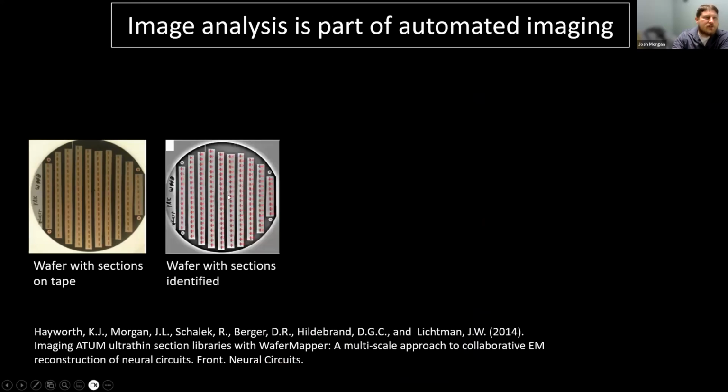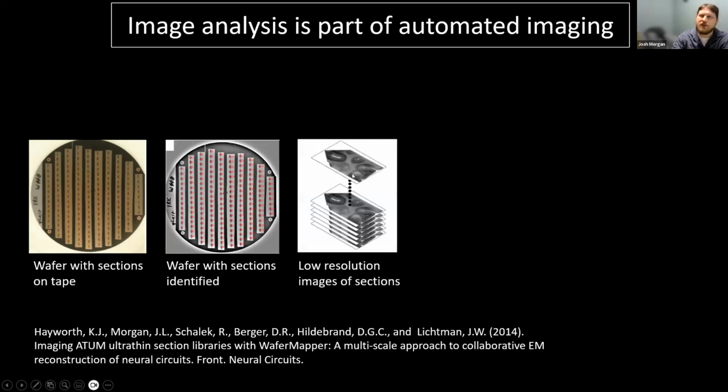So the first step is just finding all of those sections. These are sections labeled by little red crosses here. You then let the microscope drive to each of these sections and acquire an overview image. This is a low resolution image of the whole section. And before we start on the high resolution imaging, we align all of these low resolution images so we have a 3D map of the data set.